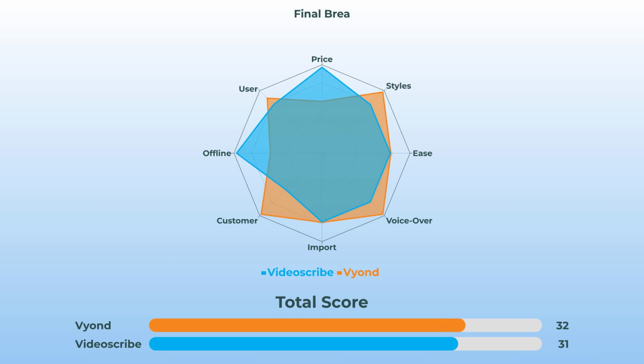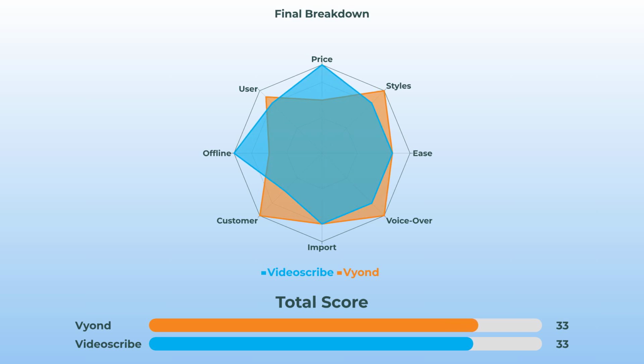If you're visual, like me, picture this. Vyond leads when it comes to advanced animation features, customization, support, and ratings. VideoScribe dominates on price, offline access, and classic whiteboard simplicity. Depending on what matters most to you, you'll see the winners shift on this chart.